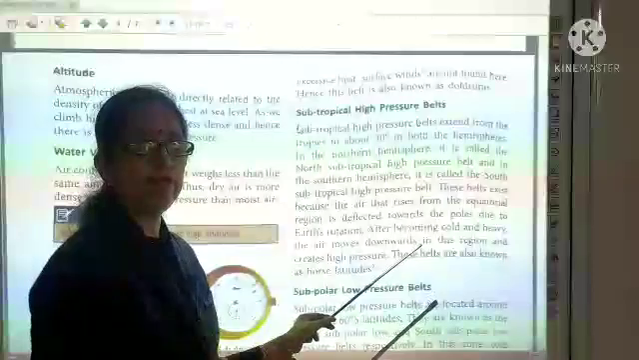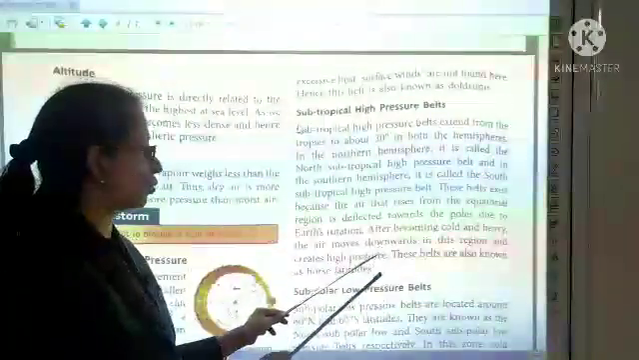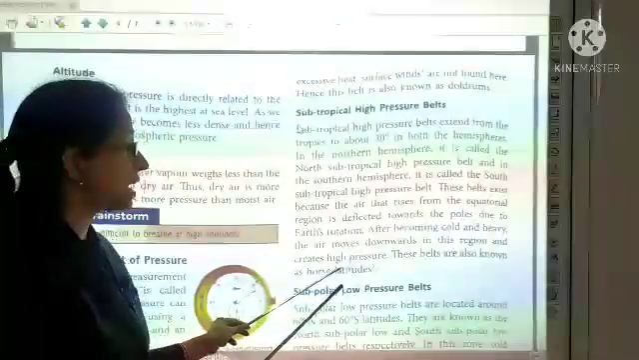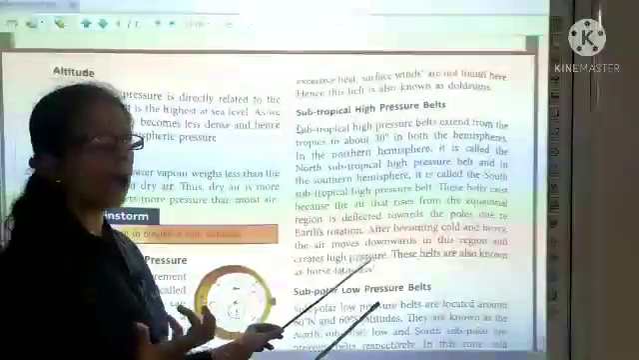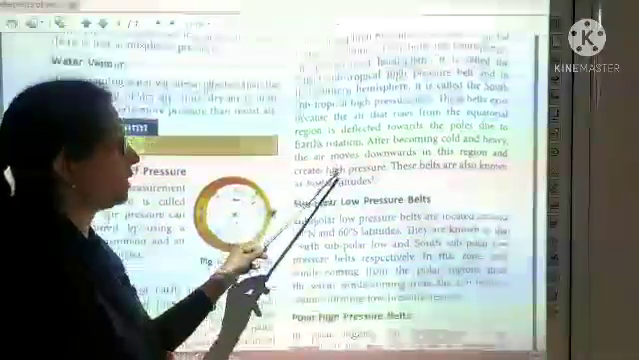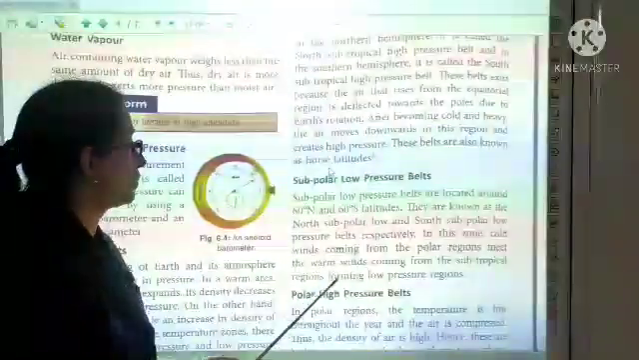जब वो cold और heavy हो जाती है तब वो नीचे की तरफ flow होती है and in this region creates high pressure. डाउनवर्ड जाते हैं उस रीजन में आते ही वो क्या करती है, हाई प्रेशर डेवलप करती है. These belts are also known as horse latitudes. इन belts को क्या बोलते हैं, horse latitude.